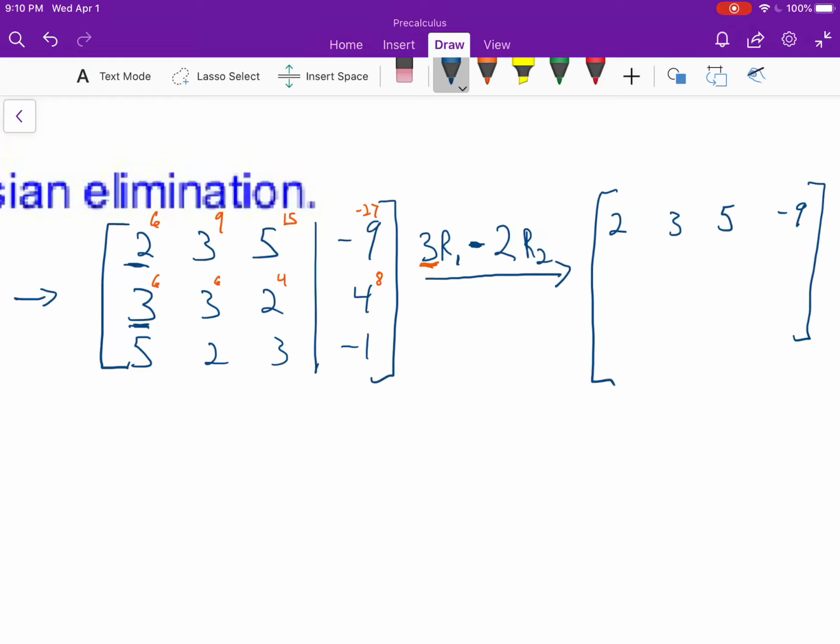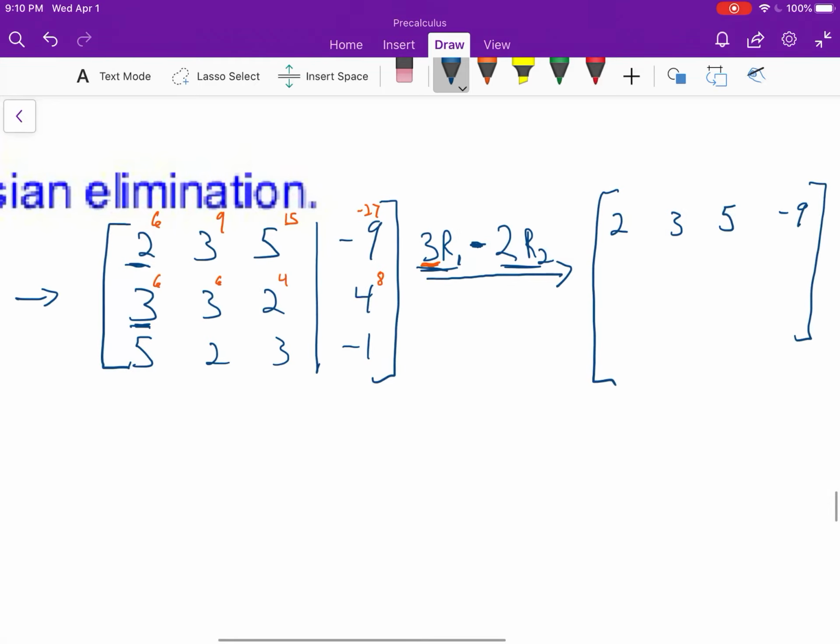My second row, remember I'm going to do subtraction, so 6 minus 6, so I'm just subtracting the oranges now. 6 minus 6 is 0. That was our goal. 9 minus 6 is 3. 15 minus 4 is 11. And negative 27 minus 8 is negative 35.